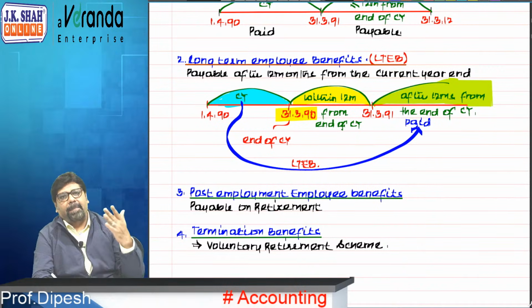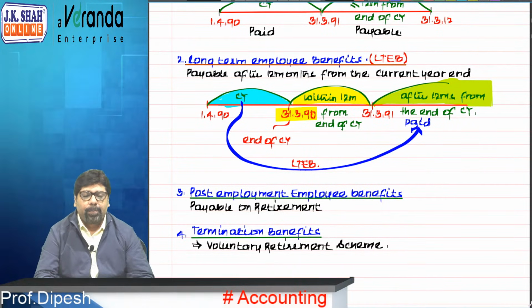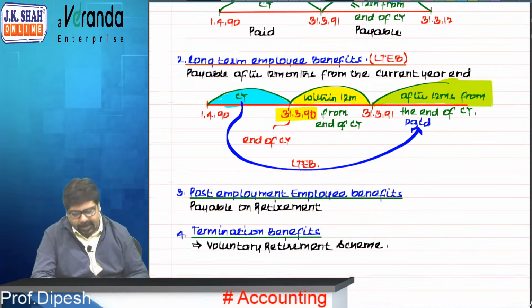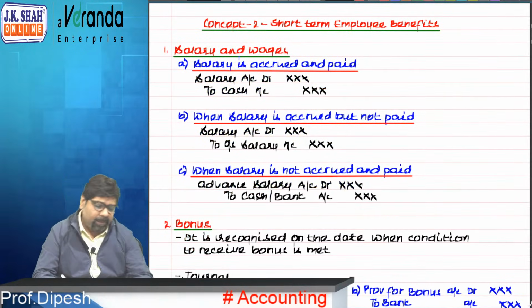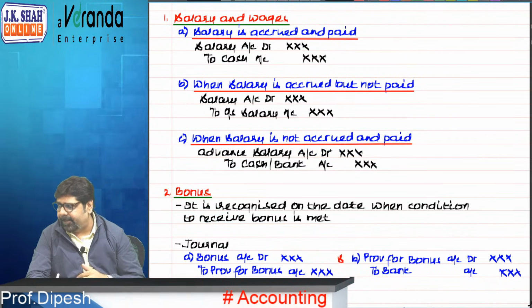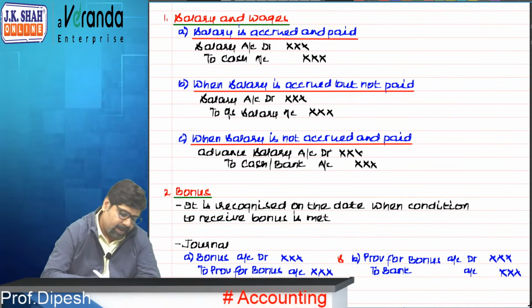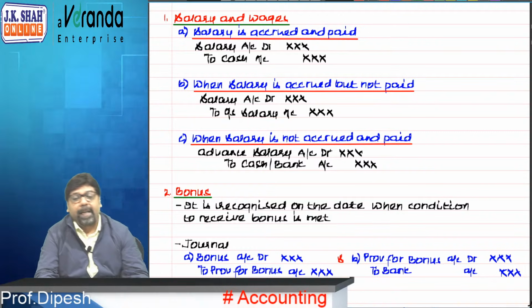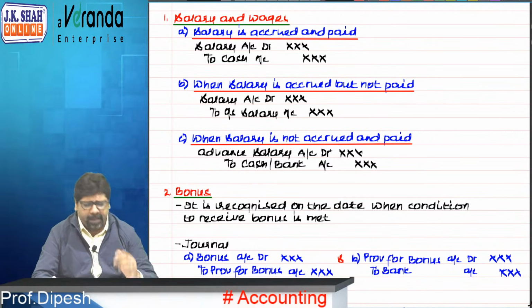And then retirement benefit, that is also known as post-employment employee benefits, correct? And last is termination benefit. Now short-term employee benefits, that means which we are supposed to pay in the current year or in the next year. First one is, suppose salaries and wages, which is accrued and paid in the current year. Accrued in the current year, paid in the current year, that means it is of current year only.